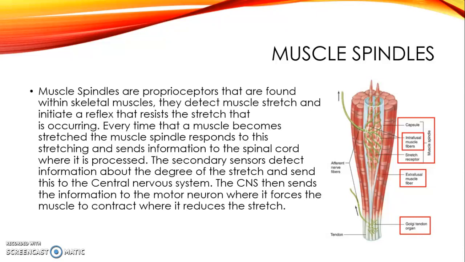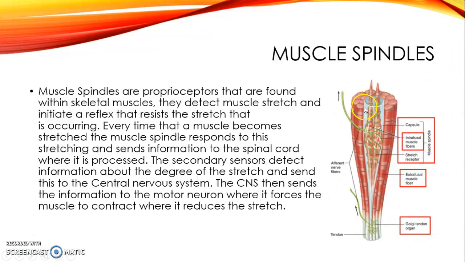Muscle spindles. Muscle spindles are proprioceptors that are found within skeletal muscles. They detect muscle stretch and initiate a reflex that resists the stretch that is occurring. Every time that a muscle becomes stretched, the muscle spindle responds to this stretching and sends information to the spinal cord where it is processed. The secondary sensors detect the information about the degree of the stretch and send this to the central nervous system. The CNS, or central nervous system, then sends the information to the motor neuron, where it forces the muscle to contract, where it reduces the stretch.